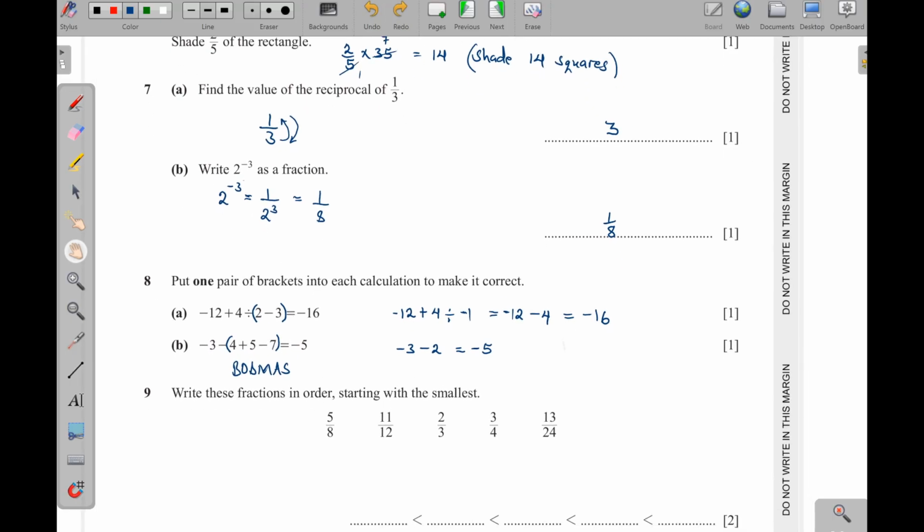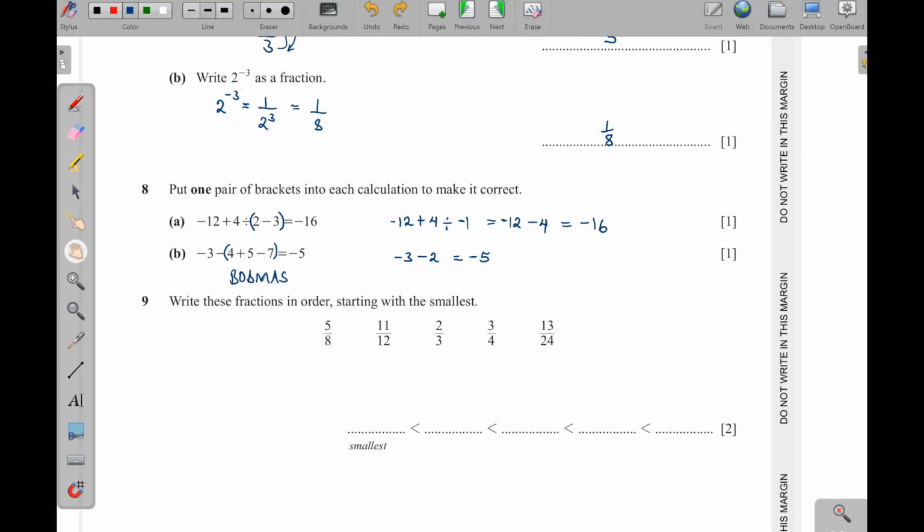Then question 9, we are supposed to write these fractions in order, starting with the smallest. Now, how to do this one here? We are going to get equivalent fractions, okay? Convert to equivalent fractions with the same denominator.